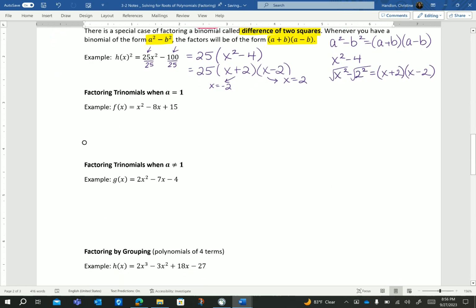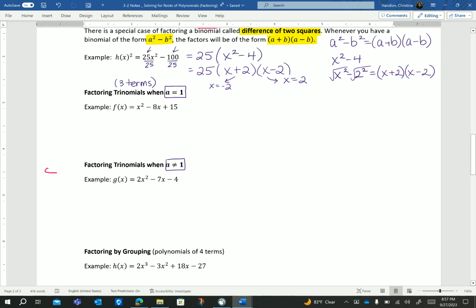Factoring trinomials when a is equal to 1. So what do we do here? So trinomials means 3 terms, right? Now, sometimes our 3 terms will have an a value that's 1, and sometimes we'll have an a value that's not 1. So what do I mean by a value? So let's talk about that. So let us write it over here on the side.